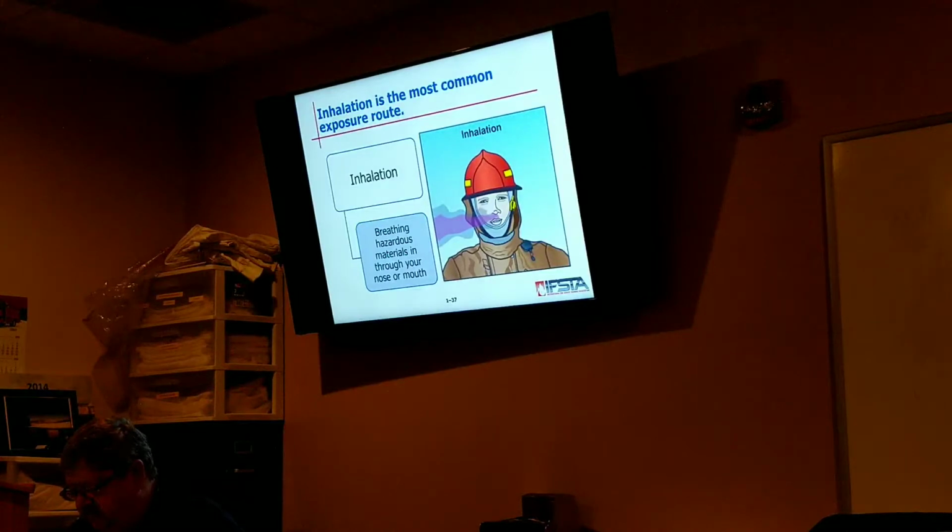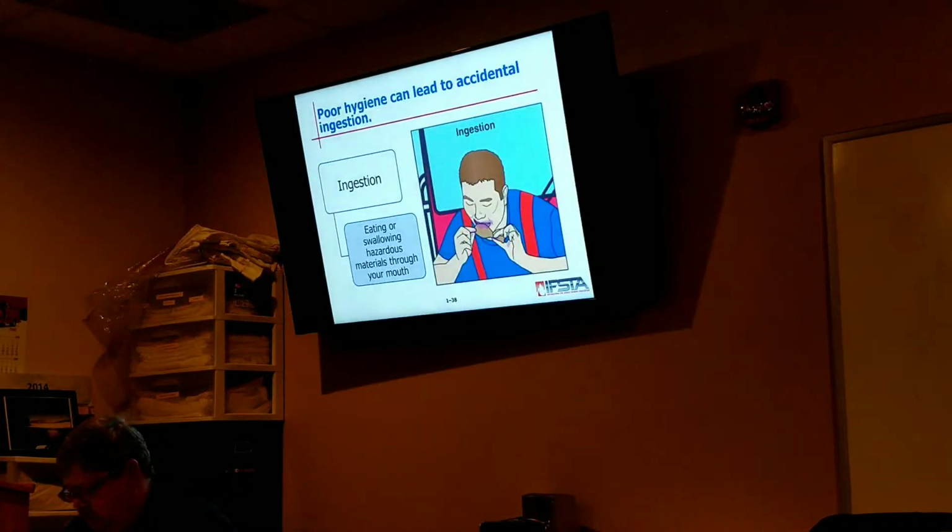Anytime we have anything that's an inhalation threat, make sure we have respiratory protection. Make sure you've got that SCBA on. Inhalation is the most common exposure route. That's how we're going to get most of the stuff from hazmat, is we're going to breathe it in. Ingestion is eating and swallowing hazardous materials through your mouth.